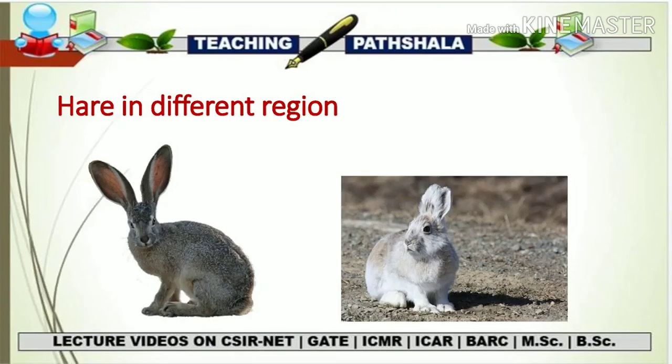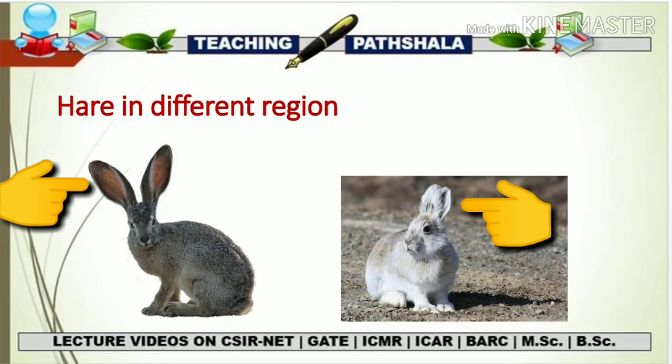One more example is that of the hare. If you see this figure, there are two types of hares. The white one is found in the colder climate, and the black one is found in the warmer climate, and according to that they have made these adaptations. The hare found in the warmer climate has a large ear size, and you can compare it with the hare found in the colder climate, which has a small ear size.